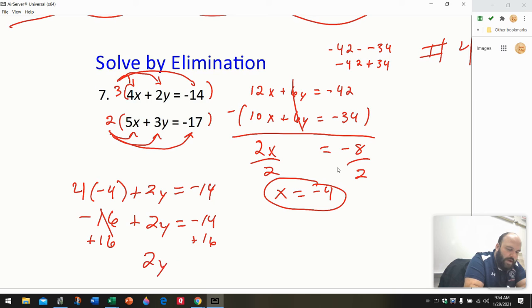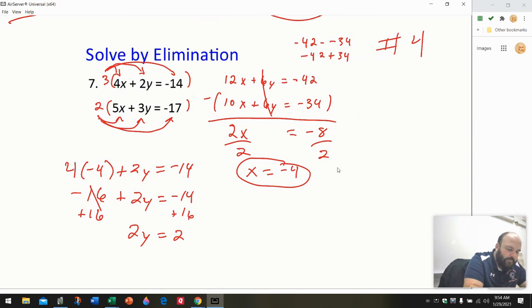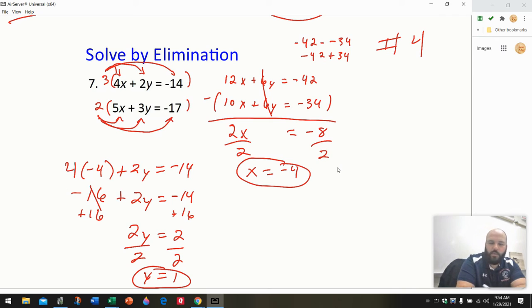And I get 2y is equal to 2. And then when I divide both sides by 2, I get y equals 1. There's my other value. And so we will list those values as x, y. So -4, 1. So what that means is if you were to graph both of these, remember, we're still dealing with linear graphs. These were both lines. If you graph them in a coordinate plane, they will cross in one place. They will cross at -4, 1.